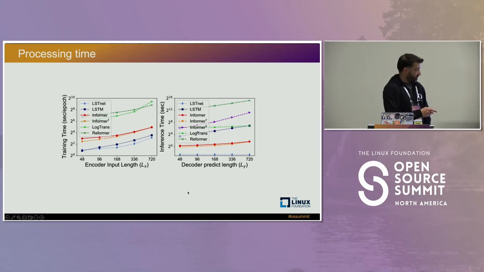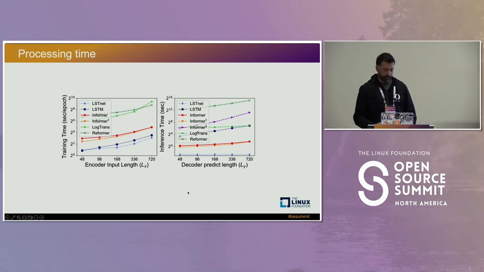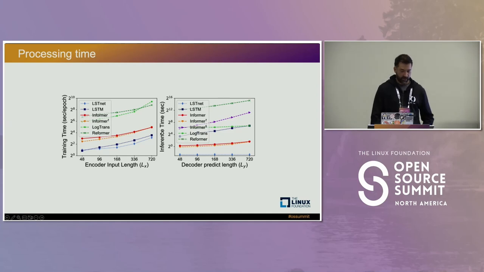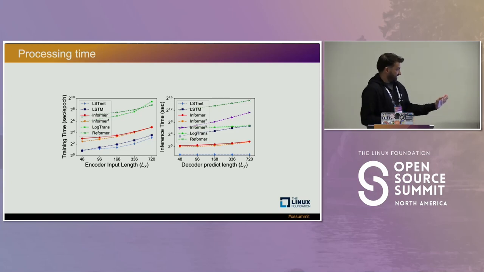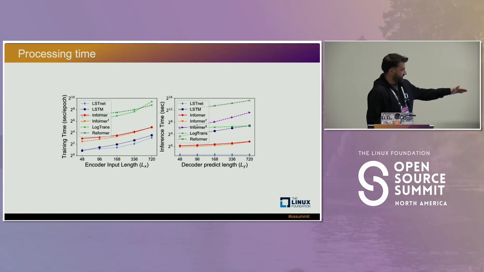This is from the Spacetimeformer paper that I wanted to show because they did the same calculation with LSTM, with LogTrans, which is another transformer, with Reformer, and so on. And you may see that once the encoder length is growing, the time that it takes is getting higher and higher. The model that takes the least time is always the LSTM, because it's simpler and easier to use. But Informer is not so bad. I mean, it takes a bit more, but it's not so bad.